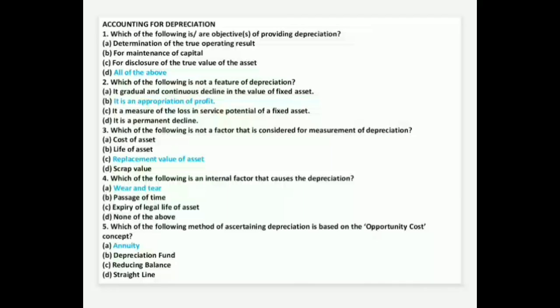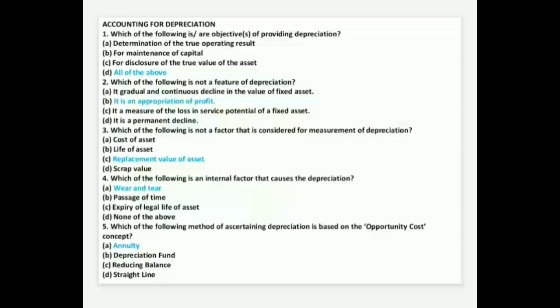So option is C. It is not a factor. Replacement of value of asset is not a factor of measurement of depreciation. Now let's talk about the fourth one. Which of the following is an internal factor that causes the depreciation? Wear and tear, passage of time, expiry of legal life of asset, none of them.